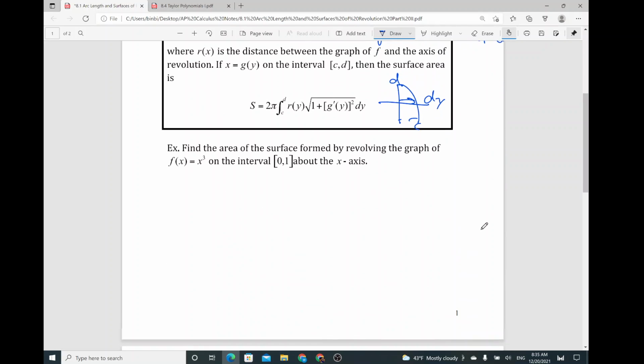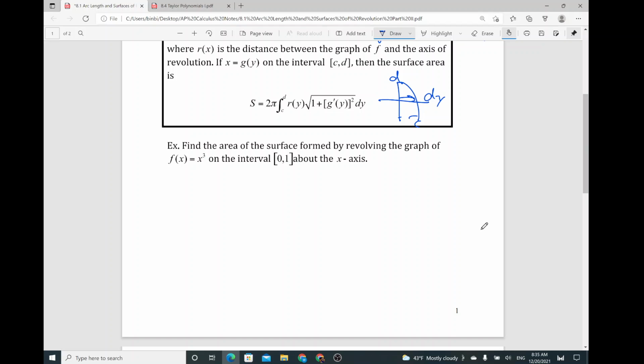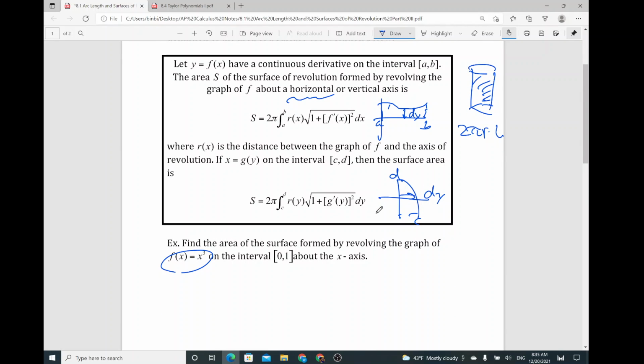Now let's take a look at one of the examples. Find the area of the surface formed by revolving the graph of f of x equals x to the power of 3. That's the function, and the interval is 0 to 1, about the x-axis. Let's just draw the graph. x to the power of 3 is a cubic function, and this one is bounded from 0 to 1. This is the shaded area.